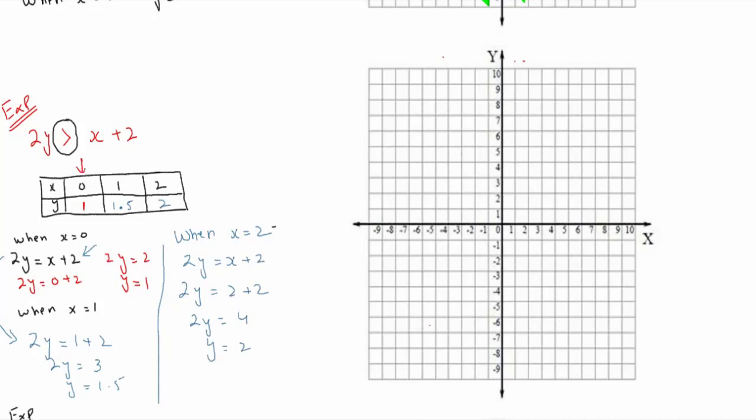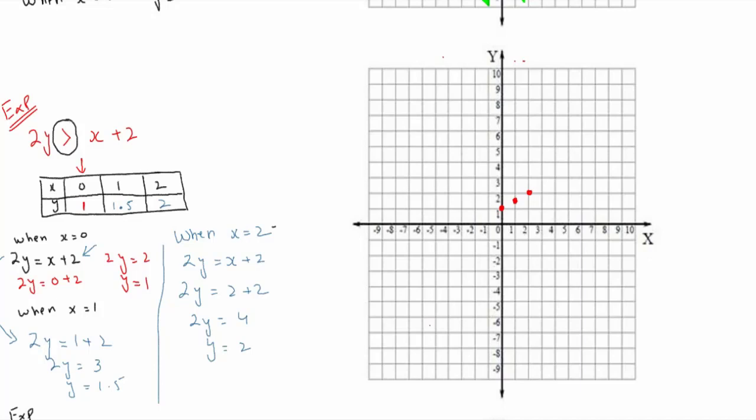The first one is at x equals 0, y equals 1, so right here. The next one is at x equals 1, y is 1.5, so I am going to plot this right in the middle here. And the last one is at x equals 2, y equals 2. Okay, so now I have plotted these three points.